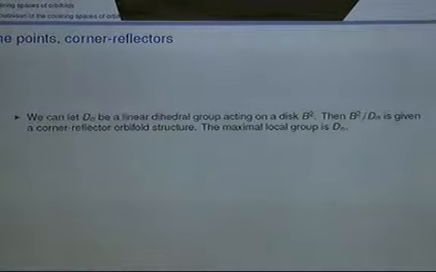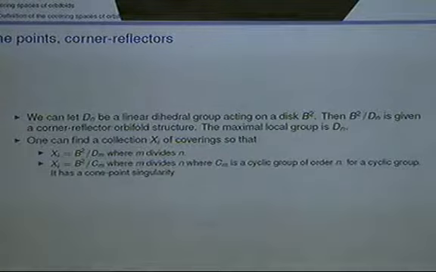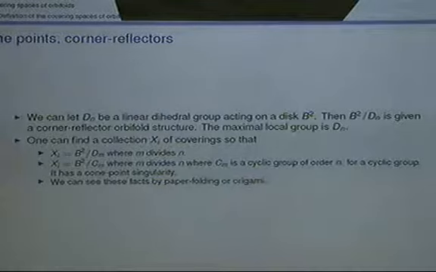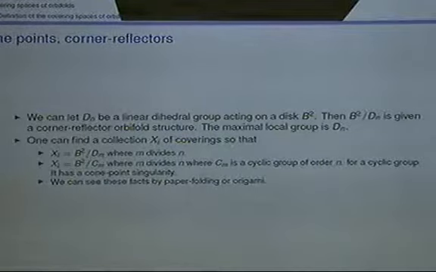And now cone points and corner reflectors again. So if you have some group acting on this, and you give a cone-point structure, and the maximal group is this, and now suppose you want to find some collection of coverings where X_i are these kinds of things, where d_m with m dividing n, or you can find the cyclic group. Okay, so here I've got an example.